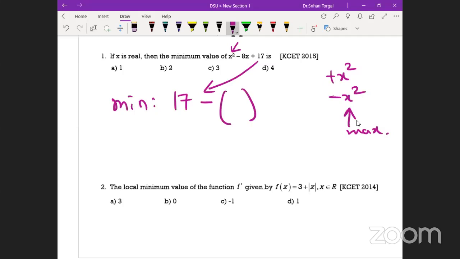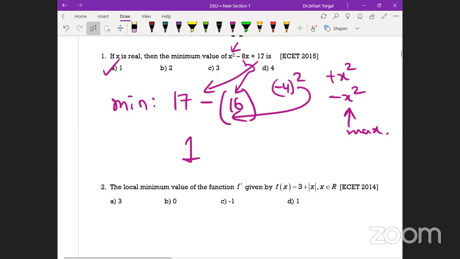Minus, you have to take the coefficient of x divided by 2. You will get minus 4 and square that. Minus 4 whole square. I have to write here. That is 16. The answer is 1. Option A is the right answer. Got it? 1 is the minimum value of the function.